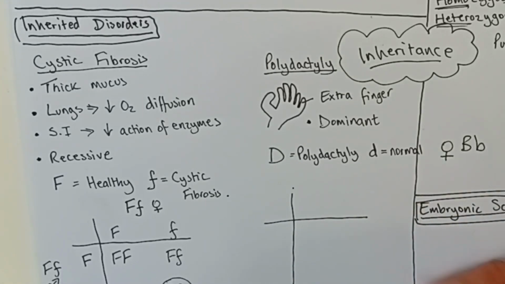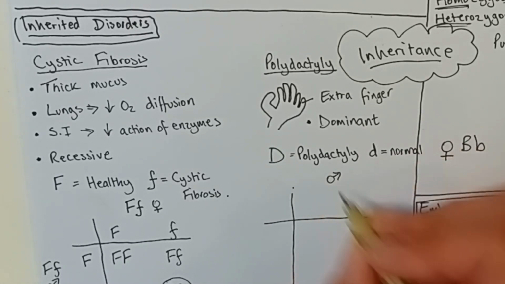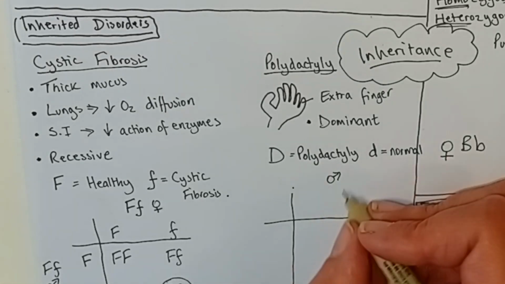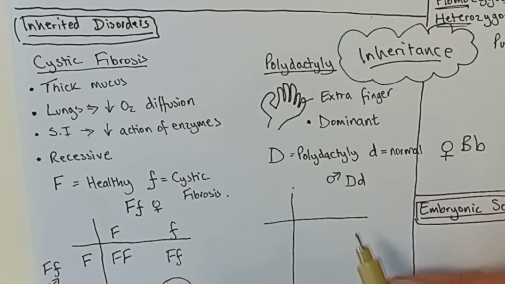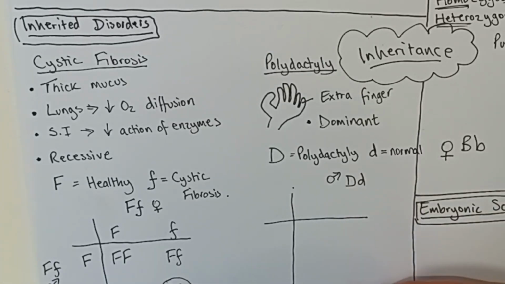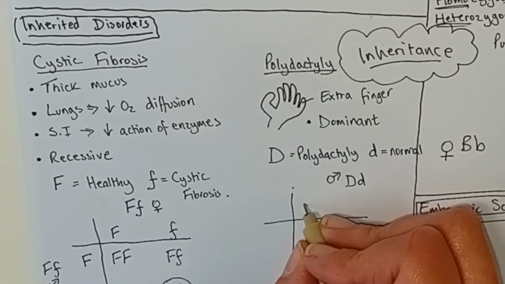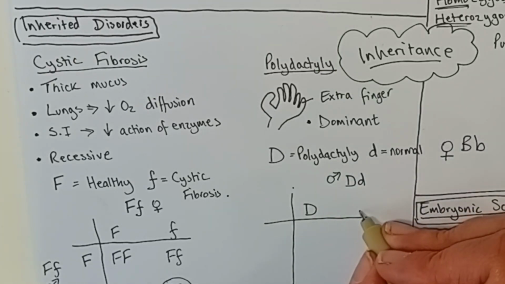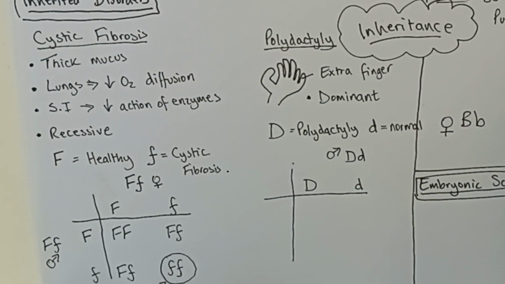Again, we're going to draw out the mum and dad. I'll put the dad at the top this time. And this time, the dad has extra fingers. So he's got the dominant polydactyly gene. He carries the normal gene. Half his sperm will be extra fingers. Half his sperm will be normal amount of fingers.